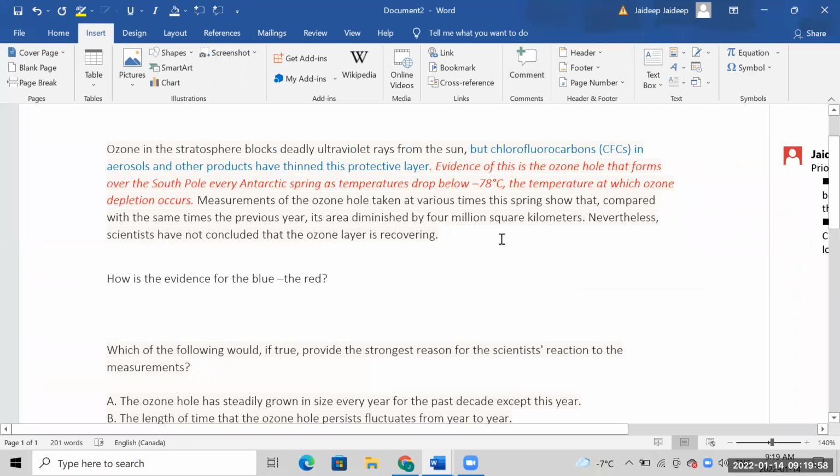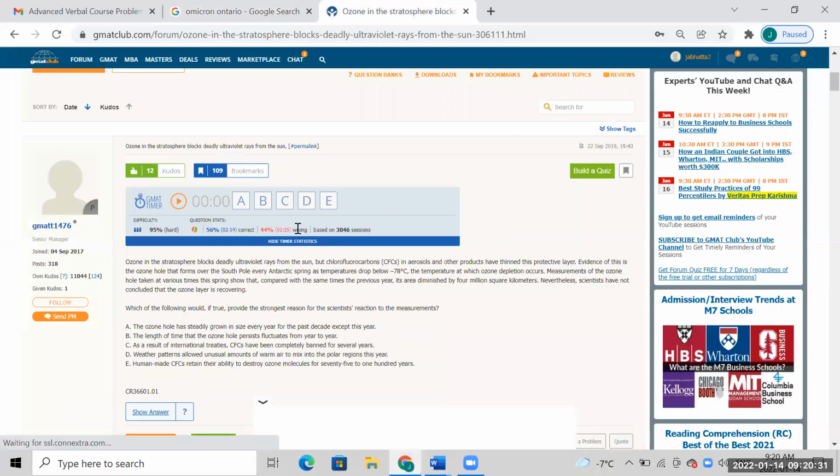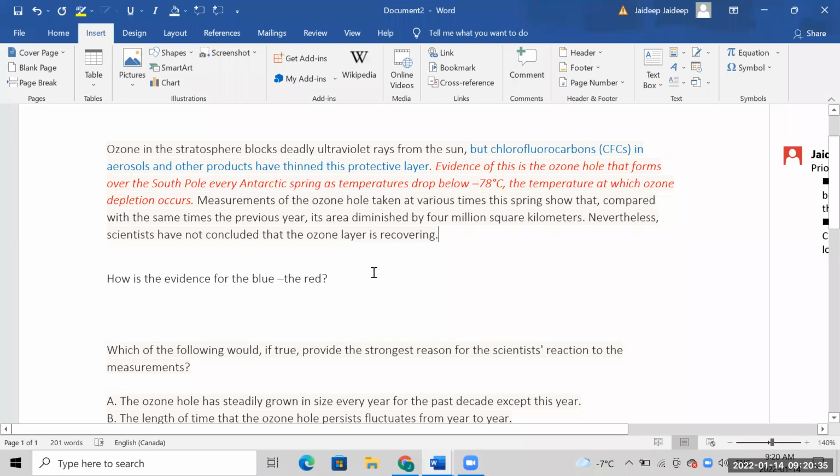Measurements of the ozone hole taken at various times this spring show that its area diminished by 4 million square kilometers.